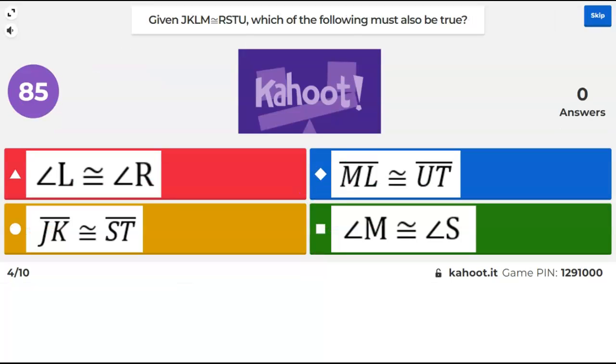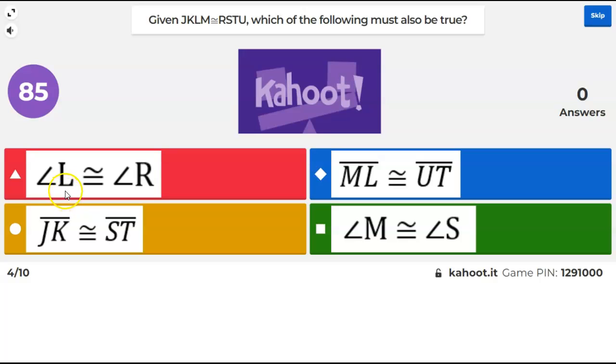Next problem. Given JKLM is congruent to RSTU, which of the following must also be true? Well, we know that congruent parts of congruent objects must be congruent to each other, and we have to put these vertices in order, which means angle J and angle R are going to be congruent, angle K and angle S, angle L and angle T, angle M and angle U, and also all the line segments in between them, JK and RS, KL and ST. You might see them backwards, LK and TS, but they have to be in the same position, so second and second have to be the same.